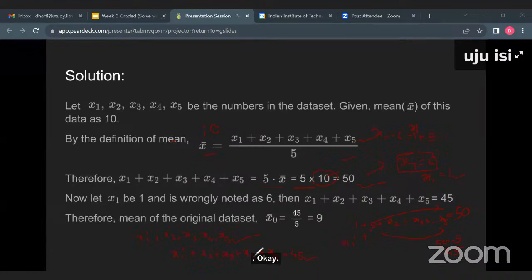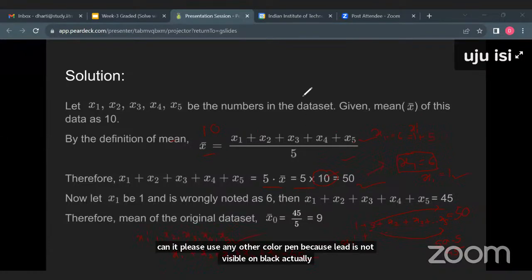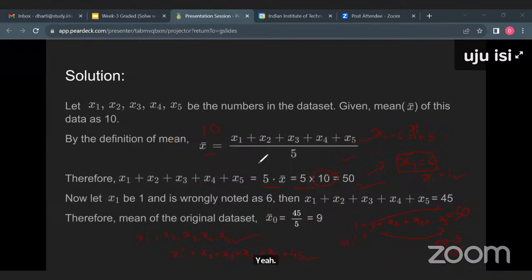Ma'am, can you please use any other color pen because red is not visible on black actually. Oh, sorry. Use white or yellow or something. Is it fine? Okay, fine. Now it's visible. Okay, so do you have a problem till now?